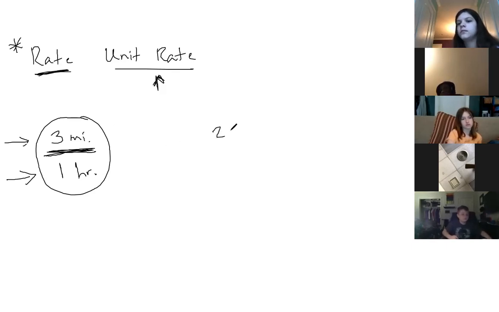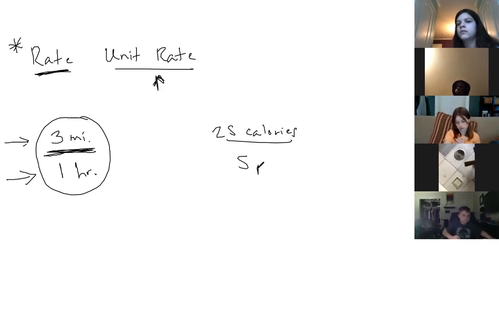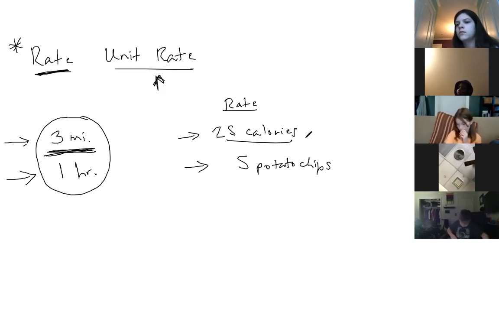What about 25 calories per 5 potato chips? Is this a unit rate, Brayden? 25 calories per 5 potato chips. Is that my unit rate? No, ma'am. No. This is just a rate because it's one value compared to another value. We're comparing calories to potato chips. This is a ratio, 25 to 5.